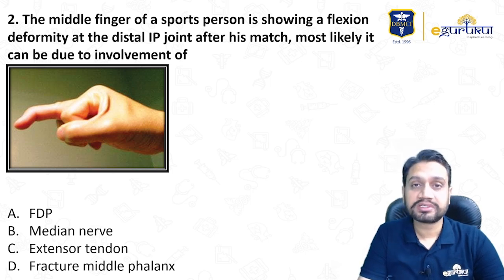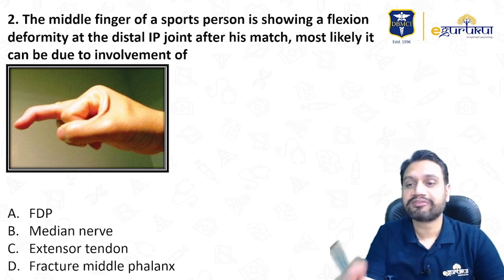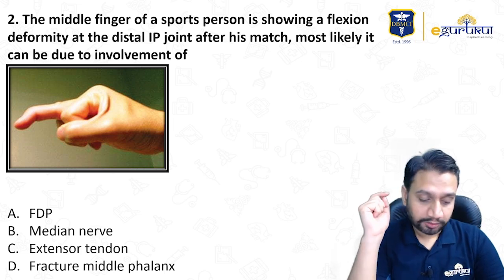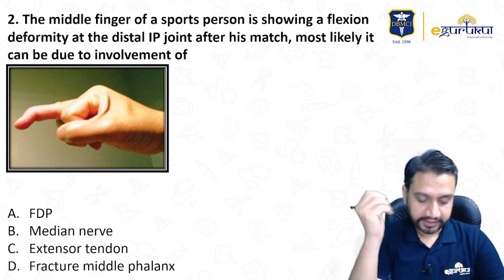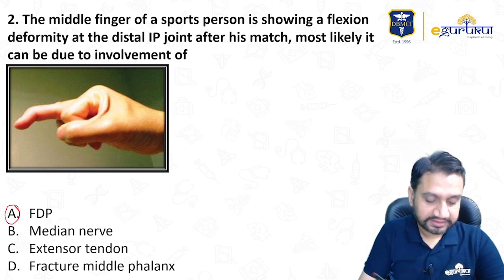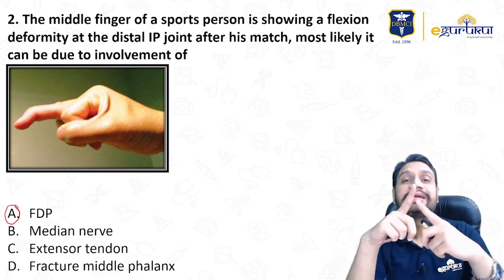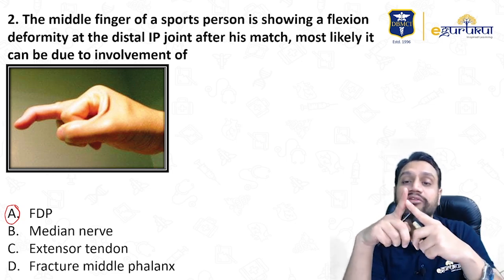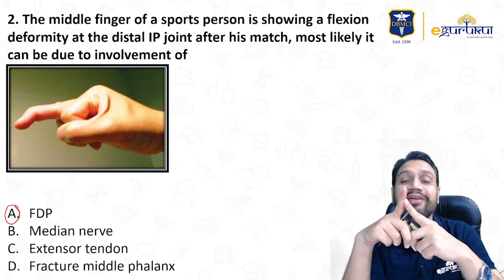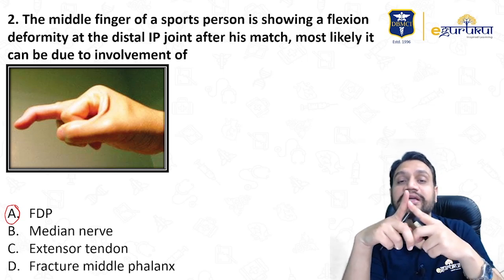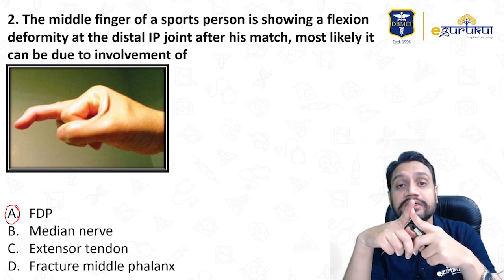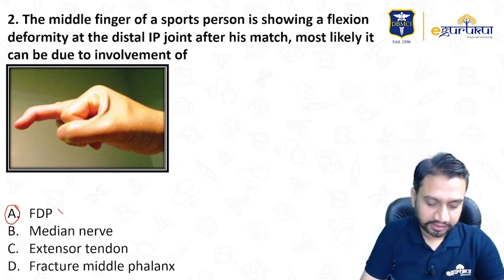Probably a sports person after his match is noticing a deformity that the finger is held in a state of flexion. Now, most likely it can be due to involvement of what? It can be involvement of FDP, flexor digitorum profundus. So if the FDP would have been damaged, there is a rupture of the FDP, what will happen? If the FDP gets damaged, it is causing or helping out the flexion of the IP joint. So if FDP, I suppose, is damaged, the finger should be in extension, not in flexion, isn't it? So this doesn't seem the option.